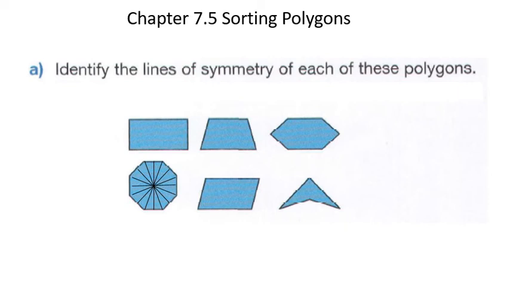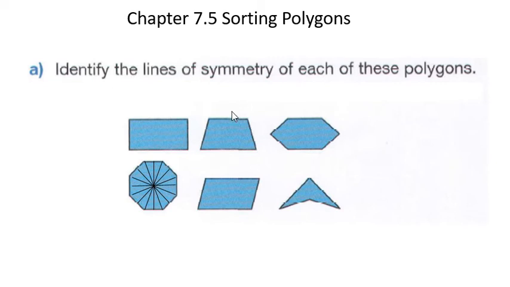Welcome back, everyone, to Nelson Math, Chapter 7, Section 5, Sorting Polygons. As you've done in the past, you've found different properties of polygons and you have sorted them in the appropriate way. So we're doing that today with polygons. We're going to identify the lines of symmetry in each of these polygons.